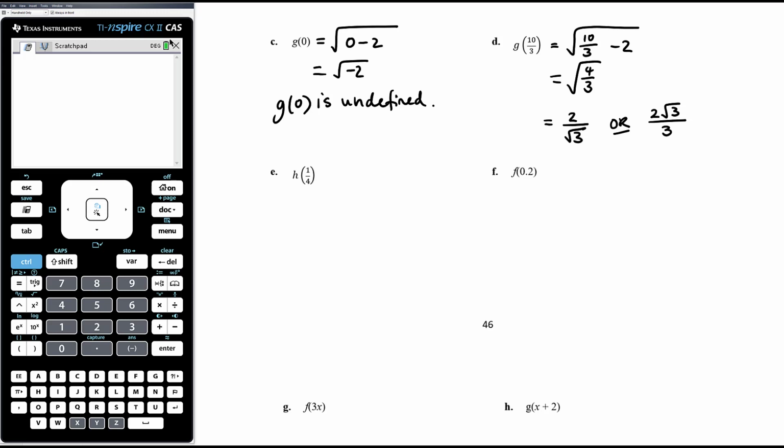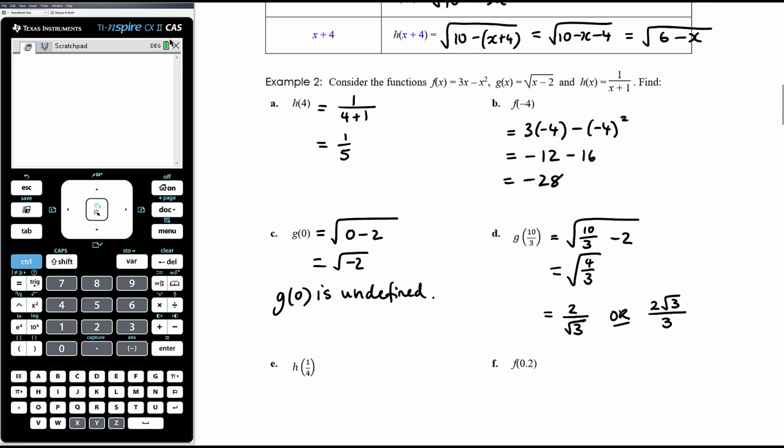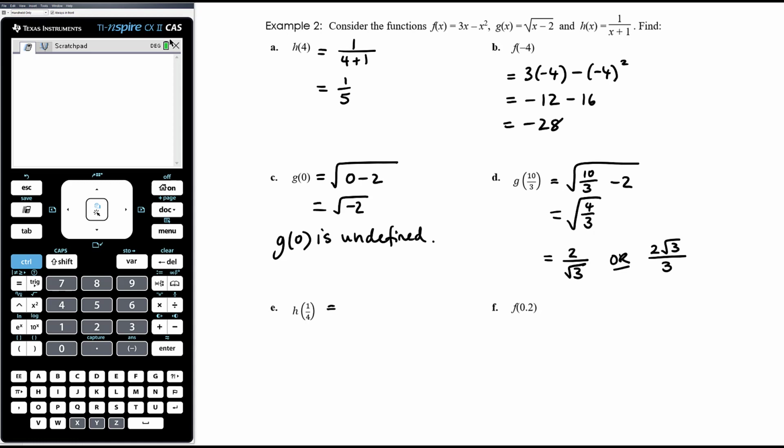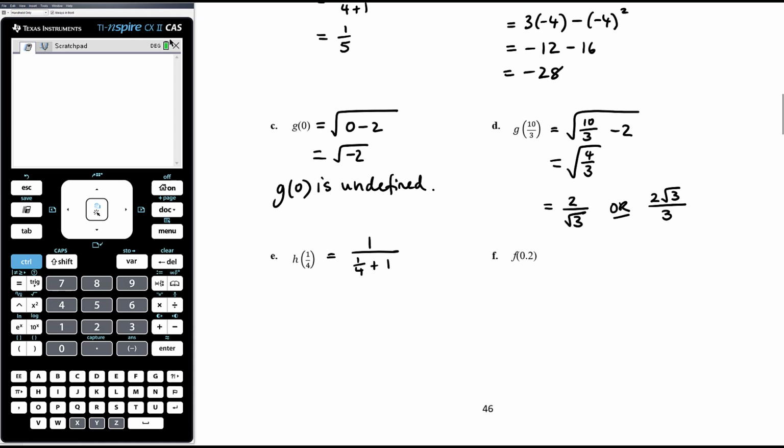H of 1/4. Okay, so h is 1 on x plus 1, so h of 1/4 is 1 on 1/4 plus 1, which is 1 divided by 1/4 plus 1. 1 is 4/4, so it's 1 divided by 5/4. 1 divided by 5/4 is 1 times 4/5, and so that is 4/5.